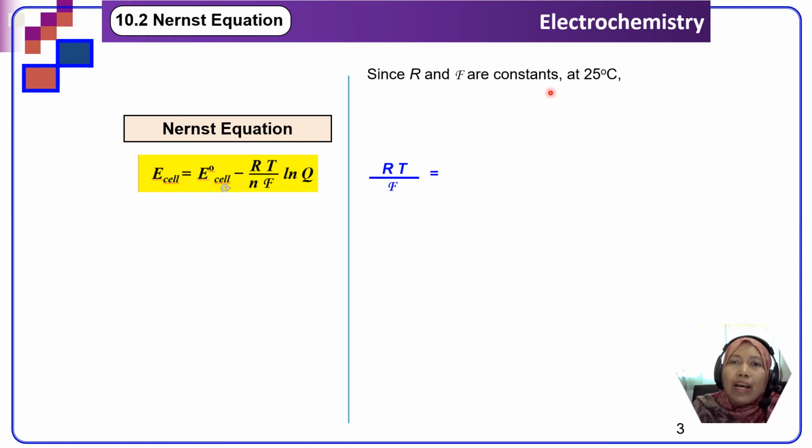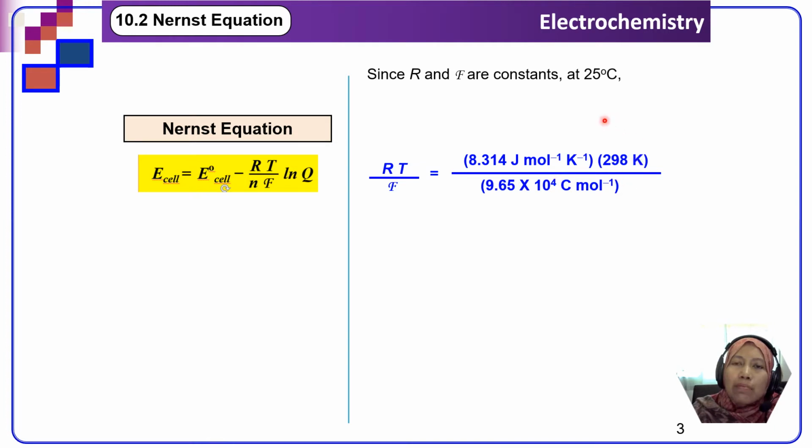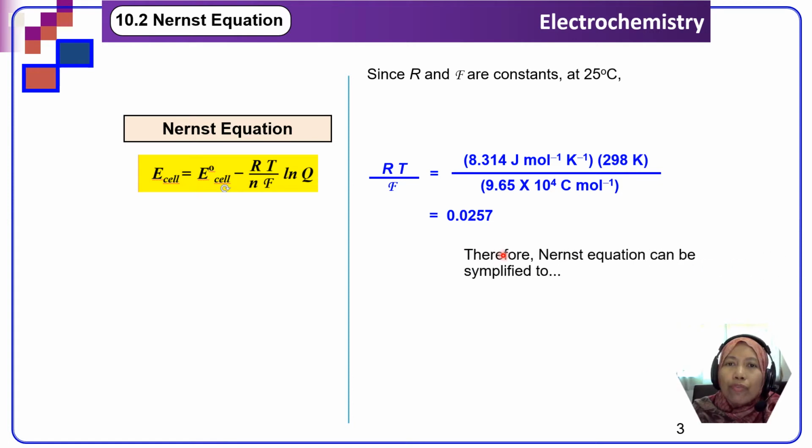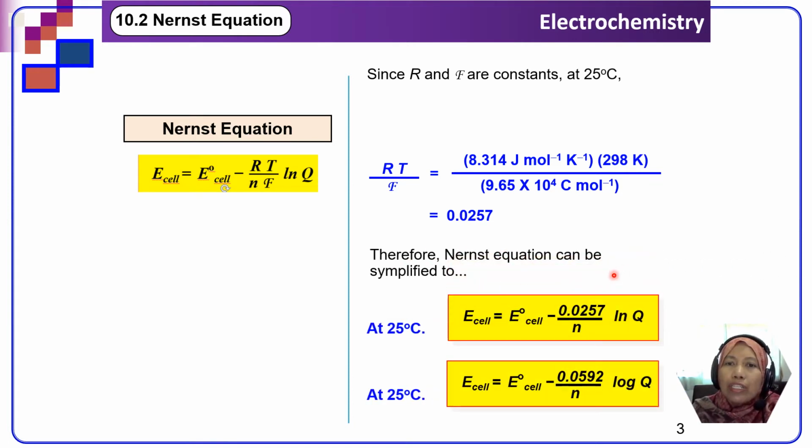Okay, since R and F are constant at 25 degrees Celsius, jadi bila kita gantikan, kita masukkan dia punya nilai 8.314 times 298 Kelvin, maknanya daripada 25 ni kita convert kepada Kelvin. So dia jadi 298 divided by Faraday's constant. Maka nilai yang kita akan dapat adalah 0.0257. Therefore, Nernst equation can be simplified to, okay, E cell equal to E naught cell minus 0.0257 over N ln Q at 25 degree Celsius. Kita ambil ini pada suhu 25 degree Celsius.